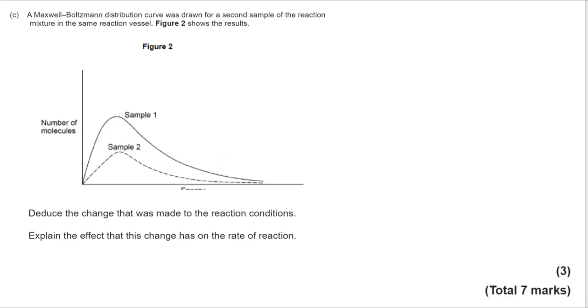We have got a Maxwell-Boltzmann curve with a second sample curve added on. We want to know what change has been made, and we want to know what effect it would have on the rate of reaction. Now, this in part hinges on you remembering that the area under the curve is equal to the total number of molecules.